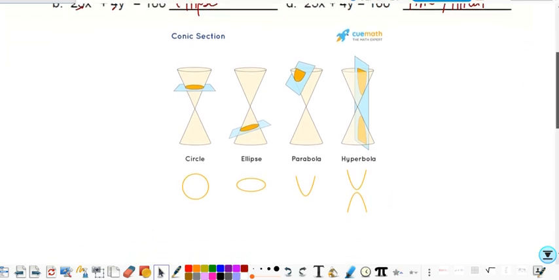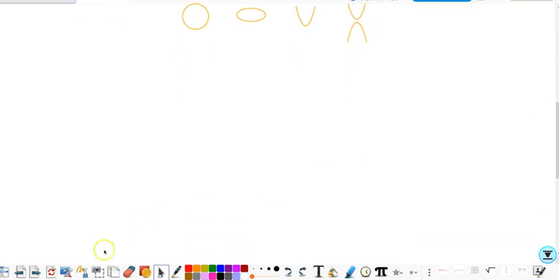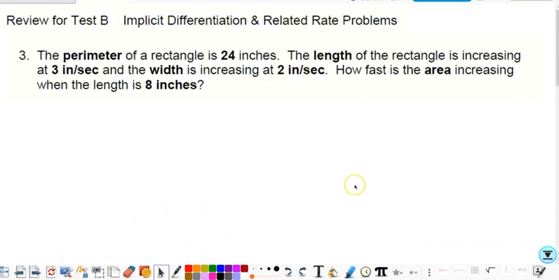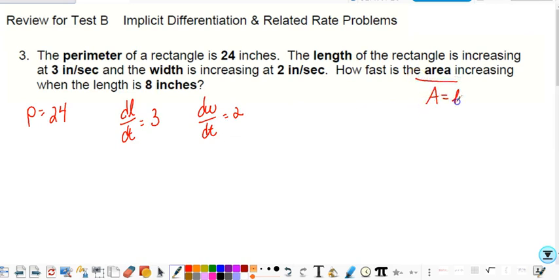I'm going to skip number 2. It's just more find the derivatives. I will do number 3. This one's a little tricky with the way it's worded. The perimeter of a rectangle is 24 inches. The length is increasing, so the dl dt is 3. The width is increasing, so that's dw dt. How fast is the area increasing when the length is 8 inches?